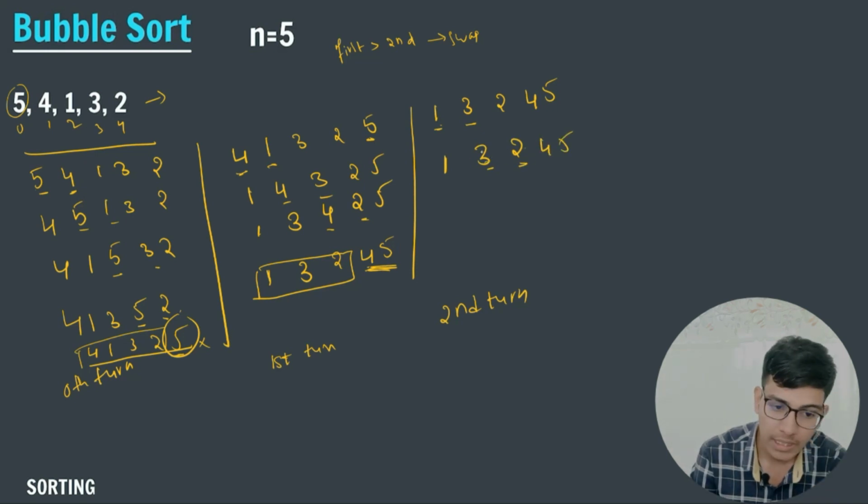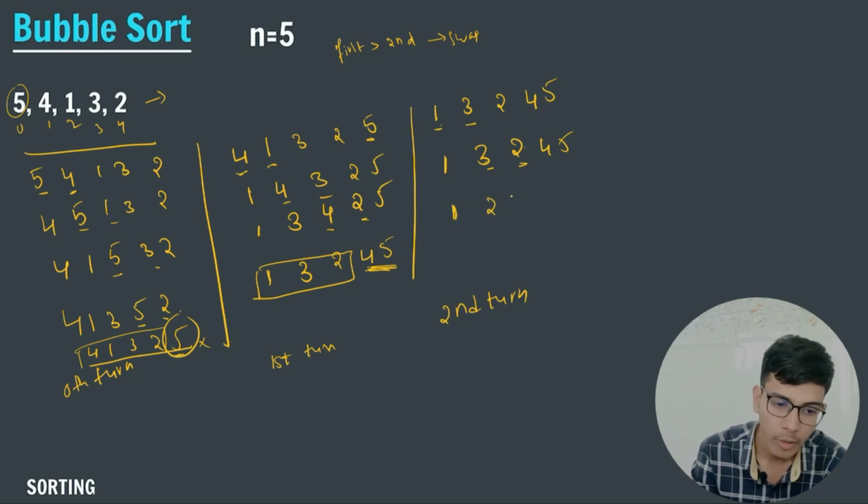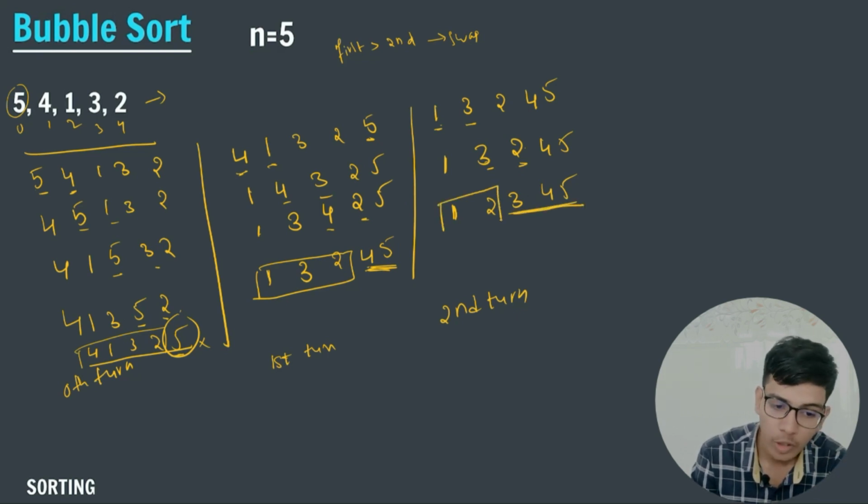Right, I am going to check 3 with 2. You can see that 3 is greater than 2, so swapping will take place. So 1, 2, 3, 4, 5. You can see that my three elements are sorted now. I have to focus on this 2.